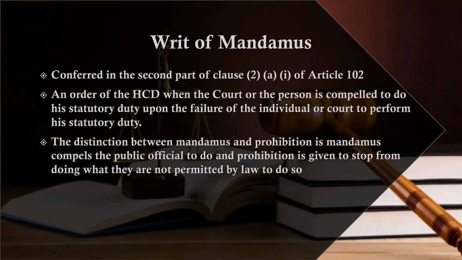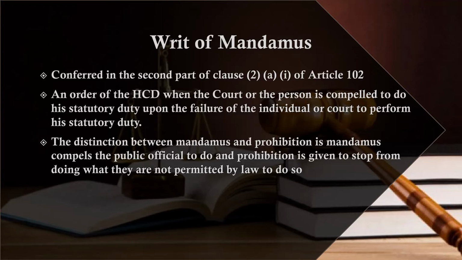Moving on to writ of mandamus. The second part of Clause 2, Para A 1 of Article 102 authorizes the Division of the High Court to issue instructions in the nature of mandamus writs. Mandamus is an order of the High Court Division when the court or the person is compelled to do his statutory duty upon the failure of the individual or court to perform his statutory duty.